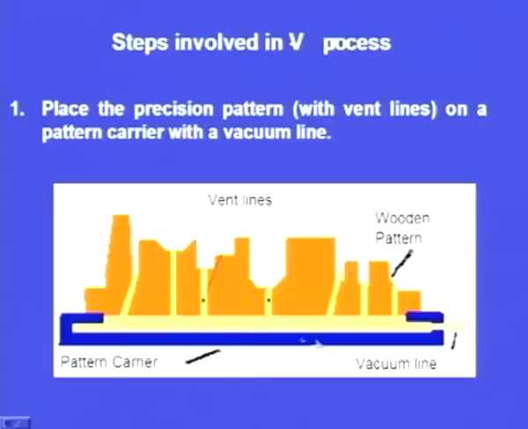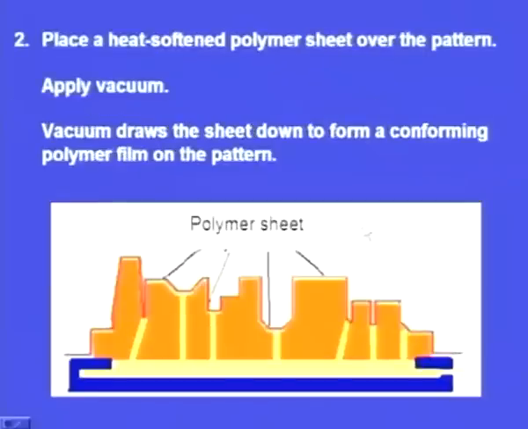Over this pattern carrier we place the pattern, and this pattern carrier has a vacuum line through which we can apply vacuum. Next, we have to take a strong polymer, and that strong polymer we have to soften by heat.